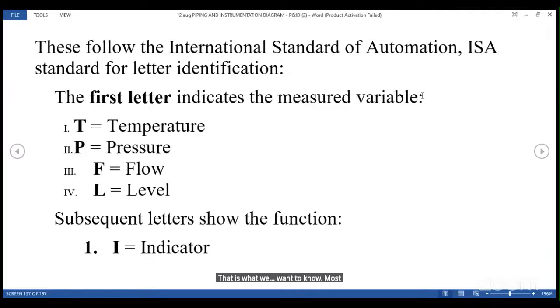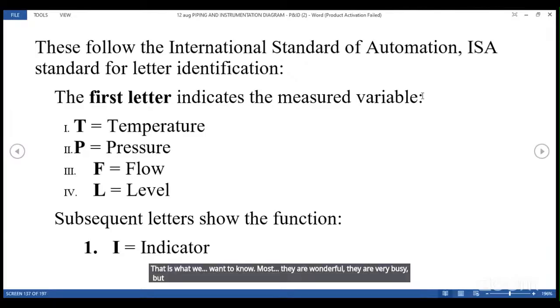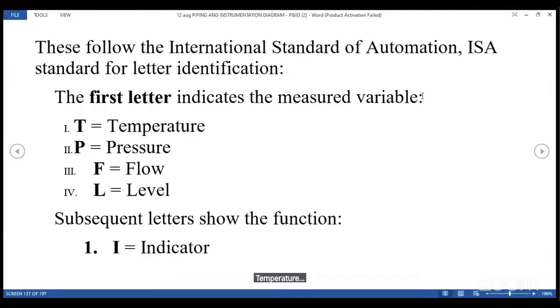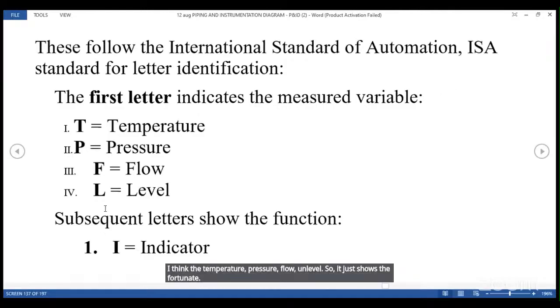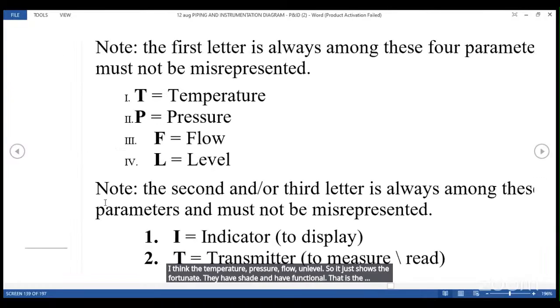Most times there are more than four, they are very many, but we choose to pick only four: temperature, pressure, flow, and level. Subsequent letters show the function. They show that function. That is the indicator.